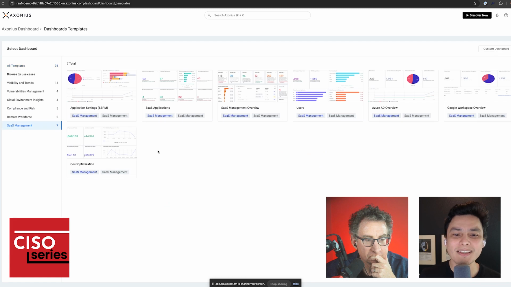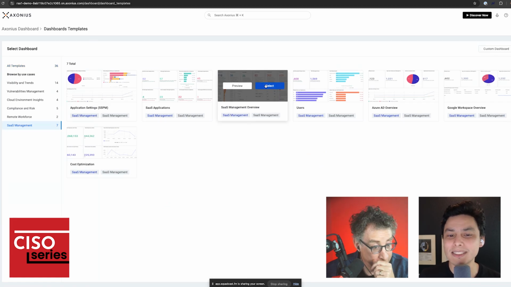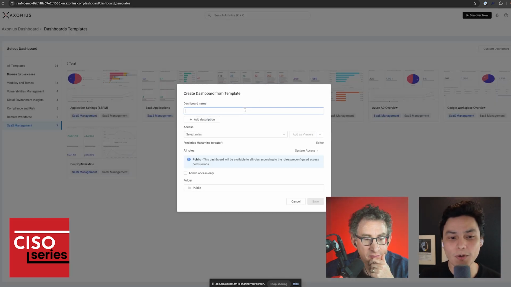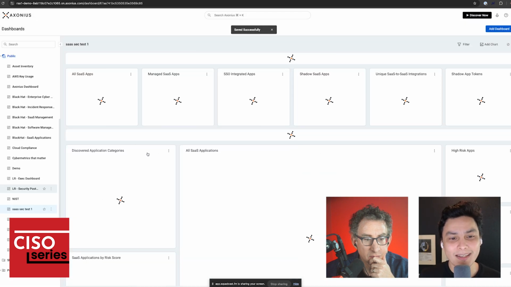Give me an example of one of these templates that's super popular with your customers. Yeah. What would be a good one here? One I like personally because it tells a lot about shadow IT SaaS management. Okay. So let me go through this and just throw test one so I know exactly what I created. And it shows over here.